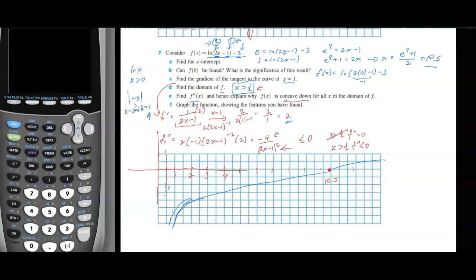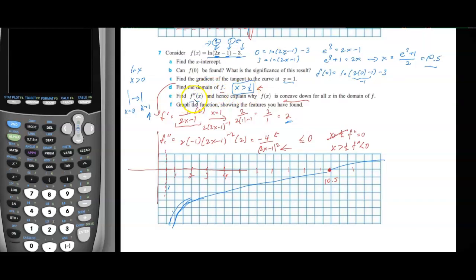asymptote's going to be. Another way you could do it is you could say, okay, I know that the asymptote's going to be at the position where the inside of the natural log is 0. And so you could set 2x minus 1 equal to 0, and then you would solve it, and you'd find out that it's x equals 1/2 also. If the asymptote is x equals 1/2, that means that the domain of this function is x is greater than 1/2. Okay, so that is the domain of f.